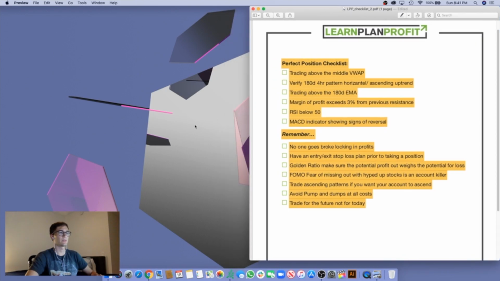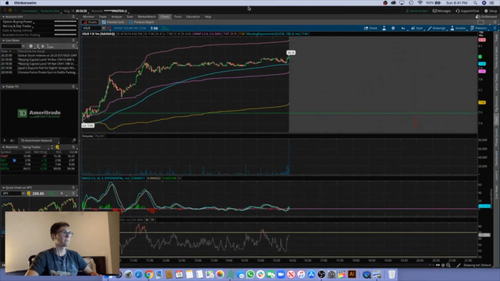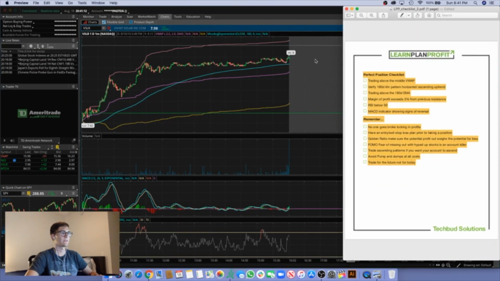Perfect. So what I'm going to do is put this checklist to the side and load up Thinkorswim. This is a stock that I have identified that falls under 4 of these boxes and does not fall under 2. This red line, yellow line, and pink line is called the VWAP indicator, which he states up here: trading above the middle VWAP. This pink line is the VWAP, and it's basically trading above that VWAP. That's checked off.